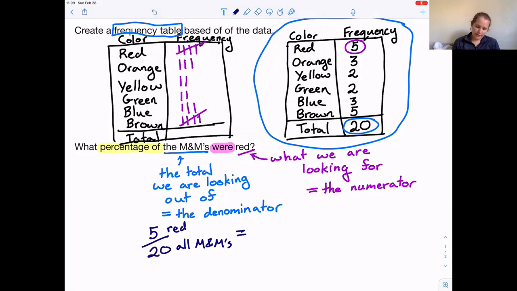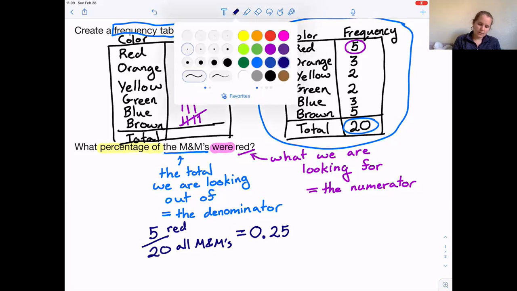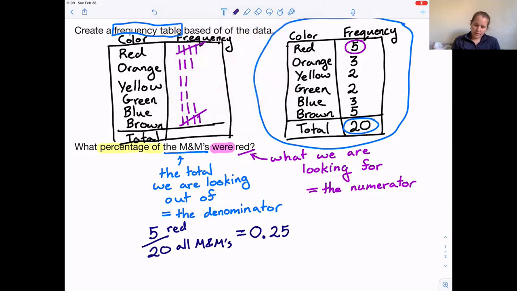Or in this case, that will be 0.25. And then to convert to percent, we can multiply by 100%, and we get 25%. So this is to convert to percent.